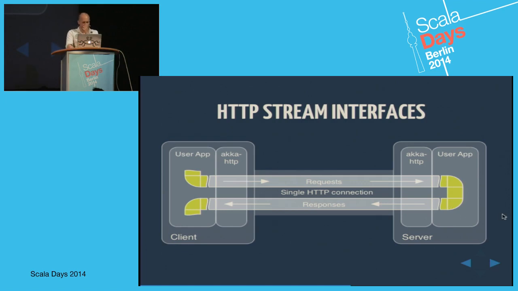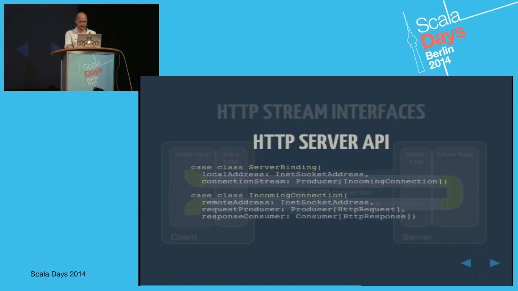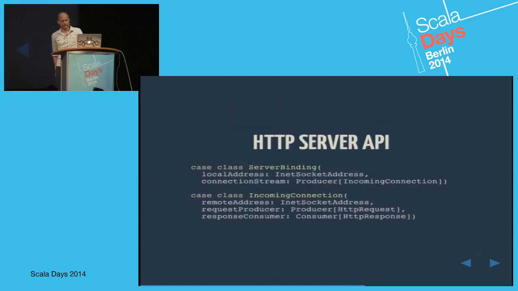So finally, we get into code. What does it look like in Scala? This is the API that akka-HTTP gives you on the server side. It's basically two things. If you bind a port, you get back a server binding that has a local address, and then it has a stream of connections. And that's already a stream, right? It's a pipeline, and things come out. And you can decide at your own speed what you want to take out of that pipeline.